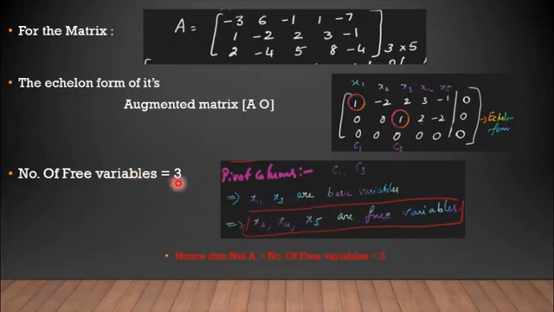Then the number of free variables is 3, so the dimension of null A will be equal to the number of free variables, that is equal to 3. So to find the dimension of null space, you have to find a basis for the null space. After finding the basis for the null space, the number of vectors in the basis will be the dimension of the null space. It is nothing but equal to the number of free variables in the echelon form of the augmented matrix.